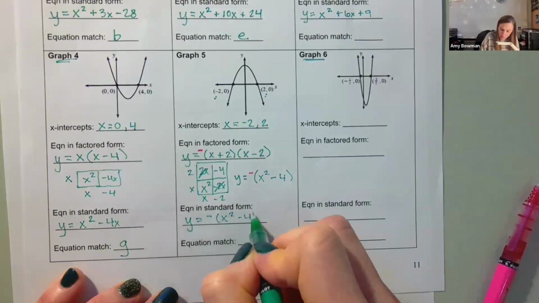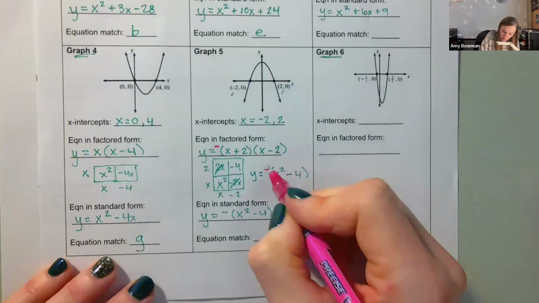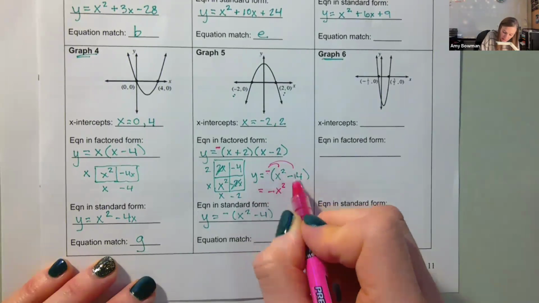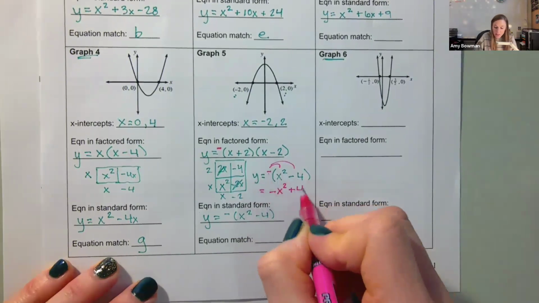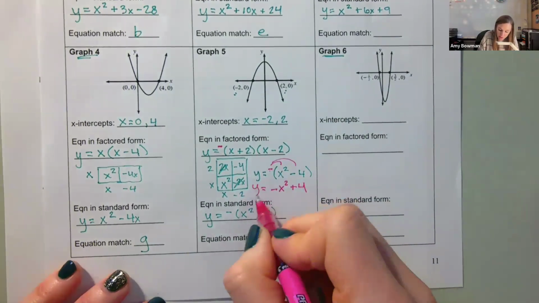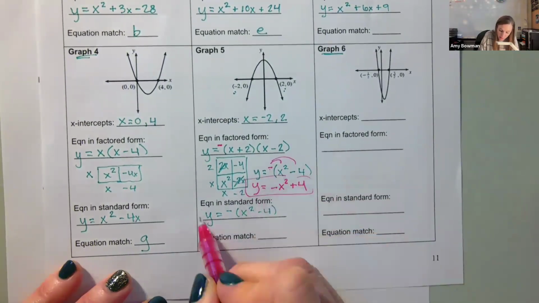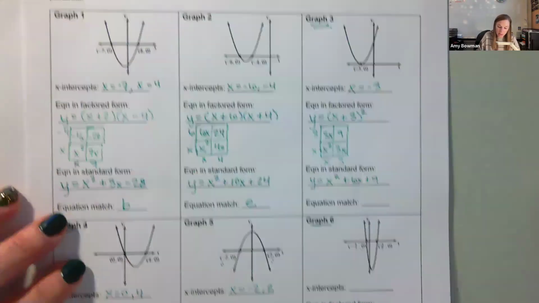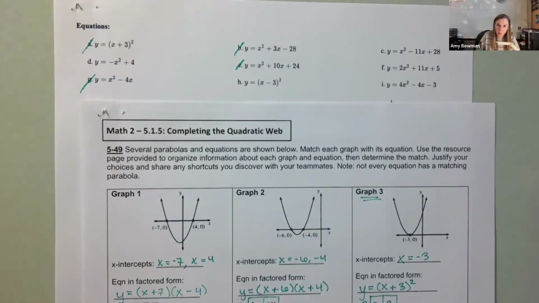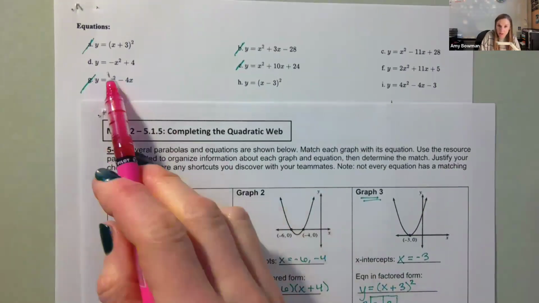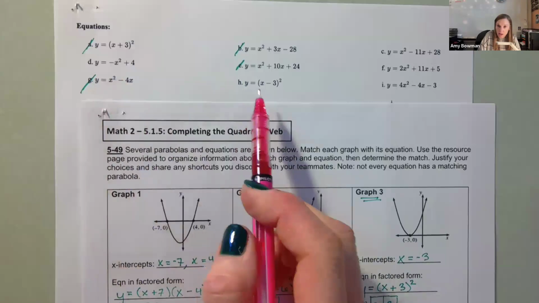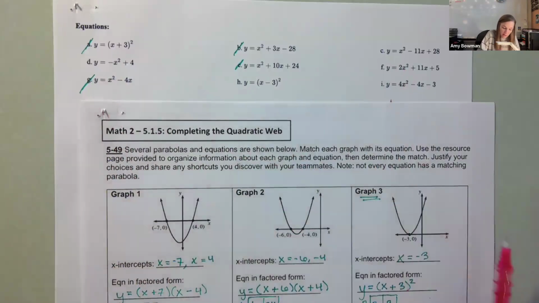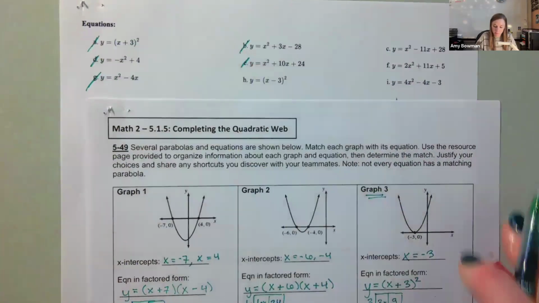Now you could distribute the negative through and it would equal -x squared, and then negative distributed to the -4 would result in +4. So either one of these equations is correct. And then when we go look at our options here, there's only one equation with a negative coefficient in front of the x squared. So all these others don't have a negative in front. So that means we are obviously choosing D for that.